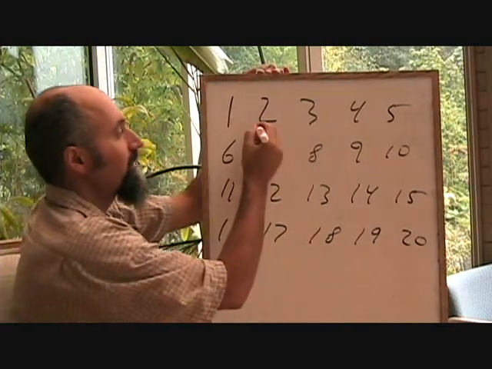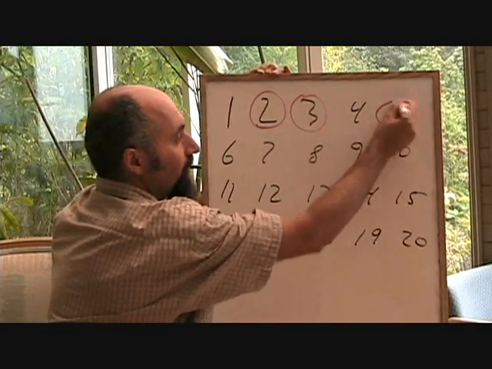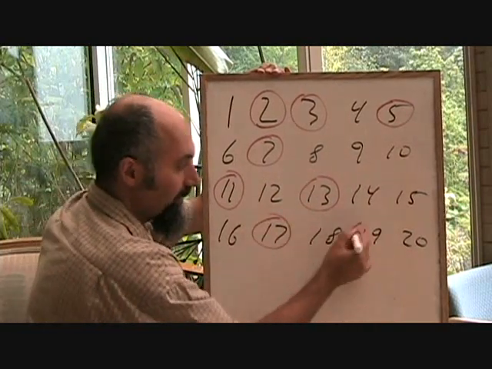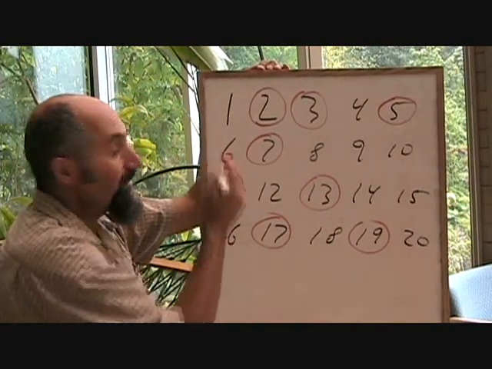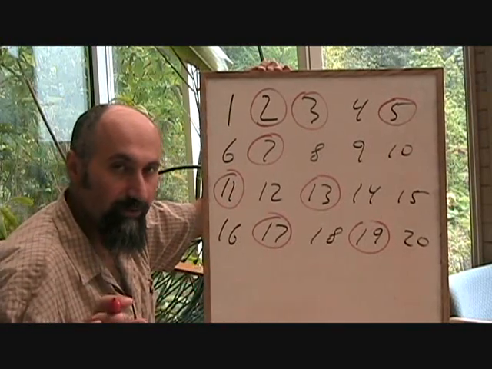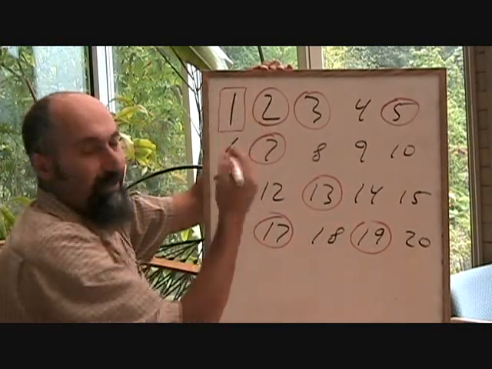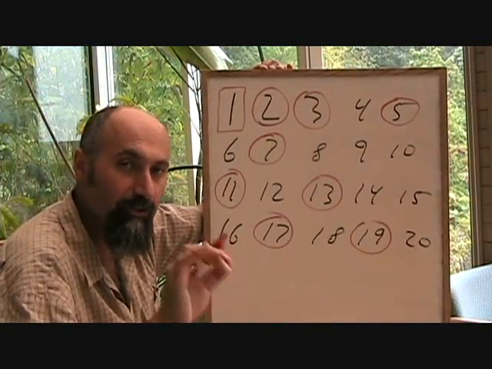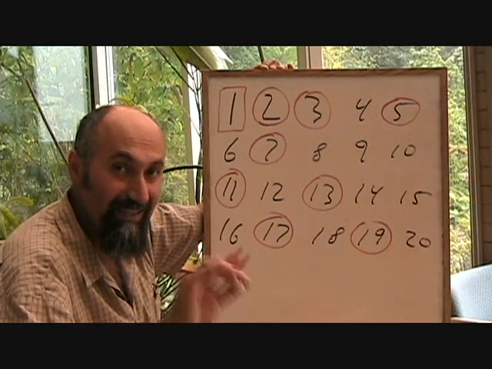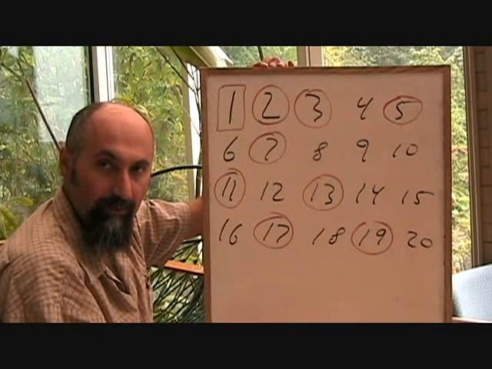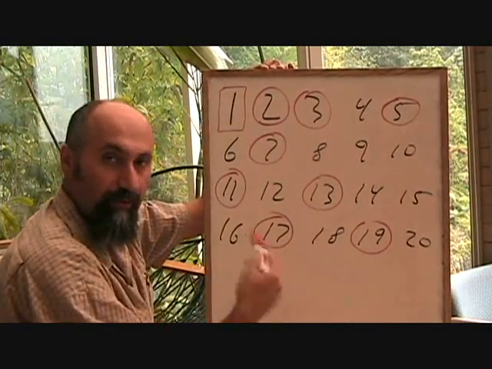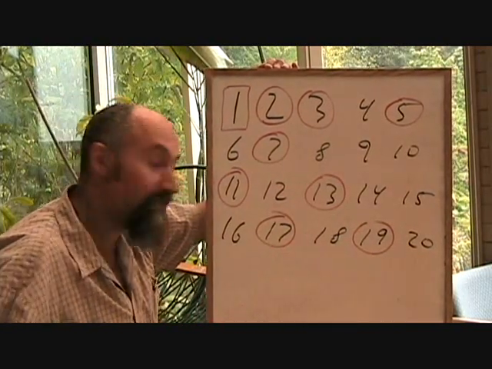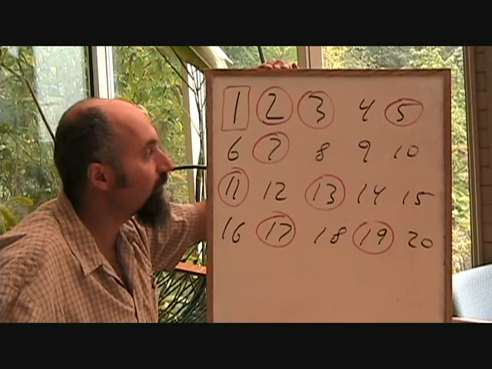Now, let's circle the prime numbers. We got 2, 3, 5, 7, 11, 13, 17, and 19. Okay? One is a special number. It's not a prime number, but as far as you're concerned in high school, you could think that it was a prime number. Now, what's the definition of prime numbers? Prime numbers are any natural number that can only be divided evenly by 1 and itself. So between 1 and 20, there aren't 20 numbers. There's only 9 numbers. Okay. Now let's take a look at the other numbers and see why this is so.